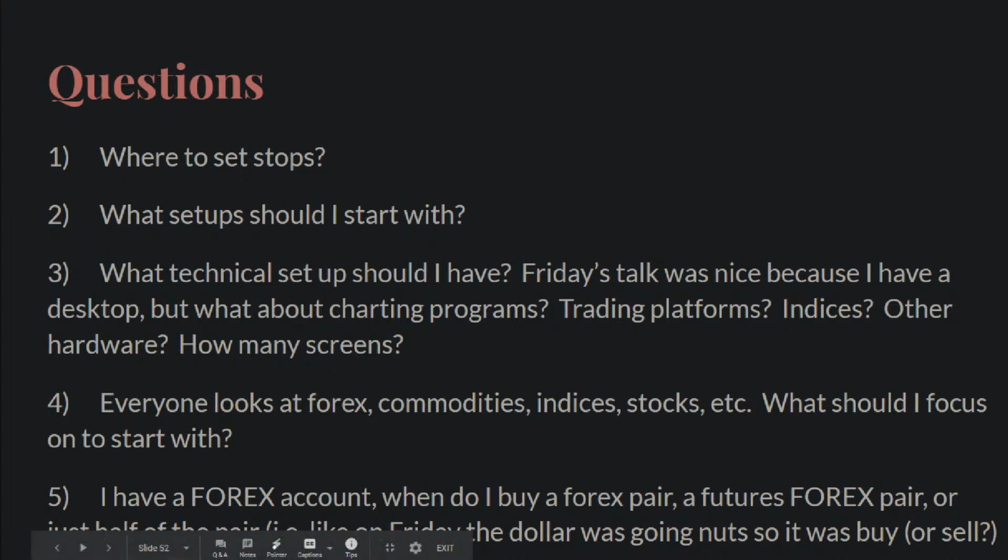Yep, I have a forex account. When do I buy a forex pair, futures forex pair, or just half the pair? Like on Friday, the dollar was going nuts, so it was buy or sell the dollar. Now, this is a really interesting question.